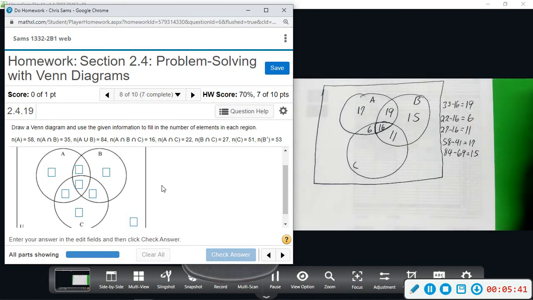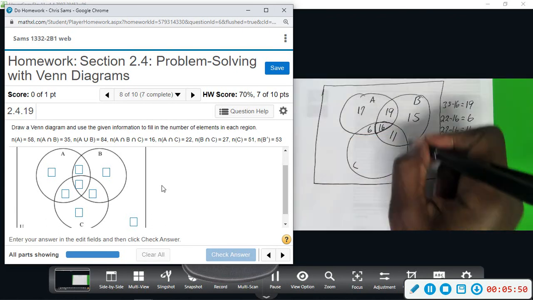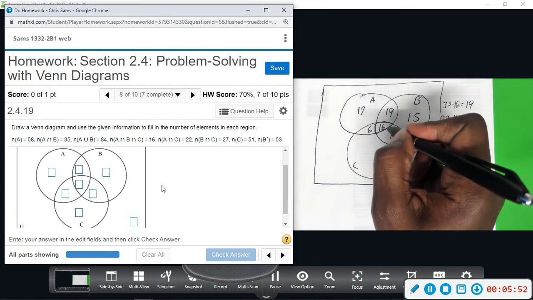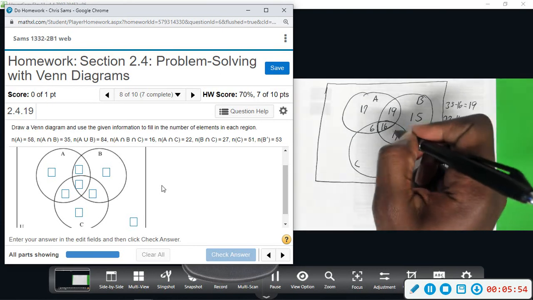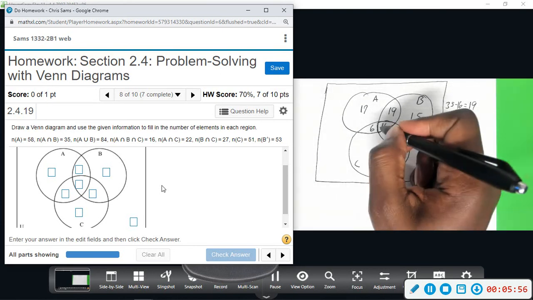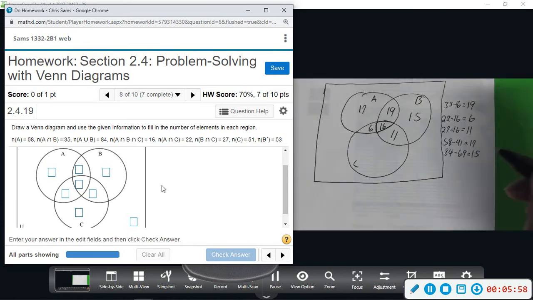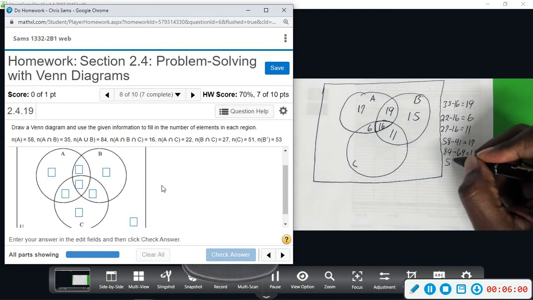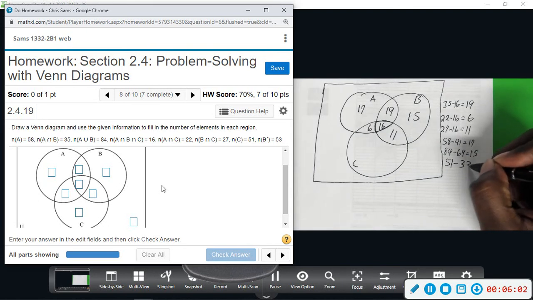Okay, going across, we've done A intersect B intersect C. We've done A intersect C, B intersect C. For C, the total is 51. So we have 27, 33. So 51 take away 33 gives us 18.